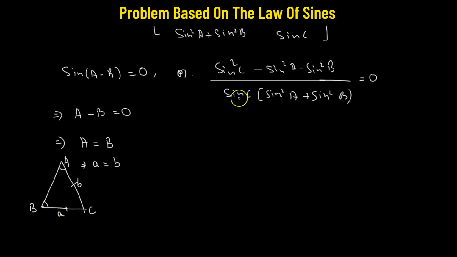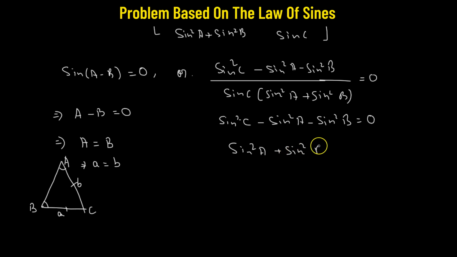Now let's come to the next part. From this equation, the numerator part, sine squared C minus sine squared A minus sine squared B, becomes equal to 0. So we multiply the denominator with 0. Arranging the terms, we get sine squared A plus sine squared B equals sine squared C.